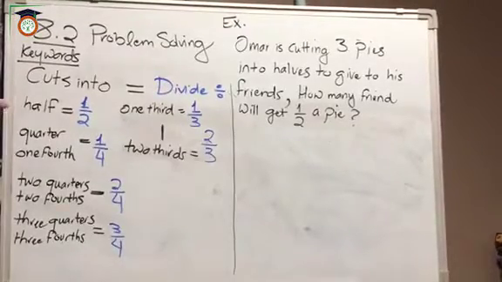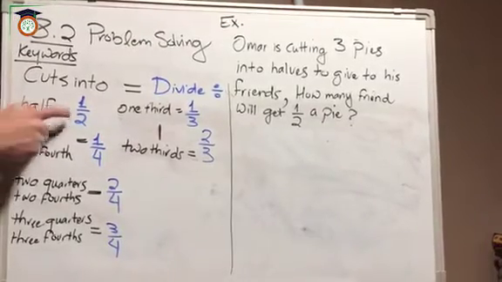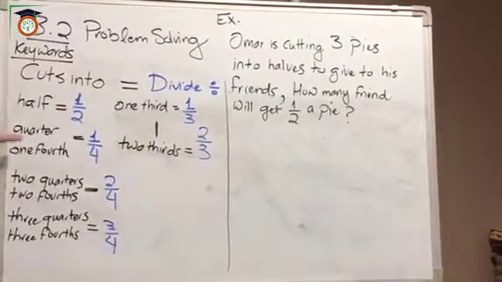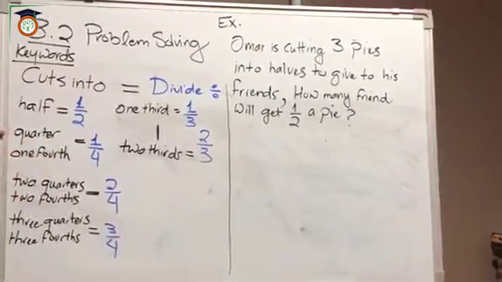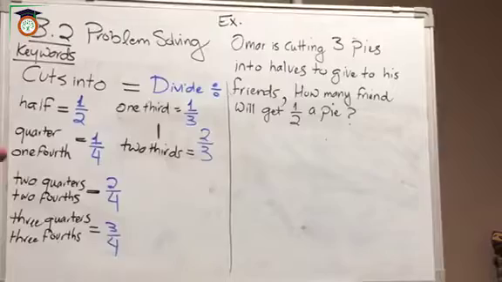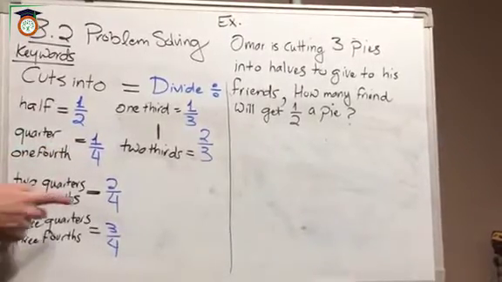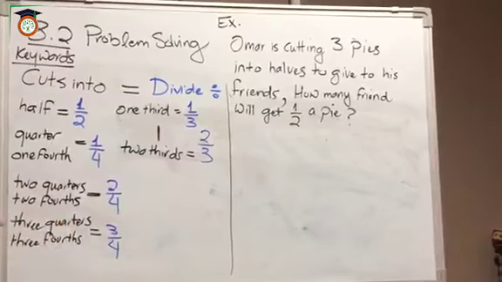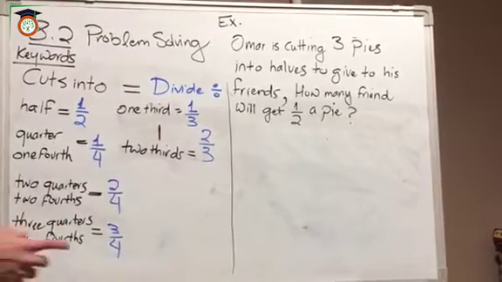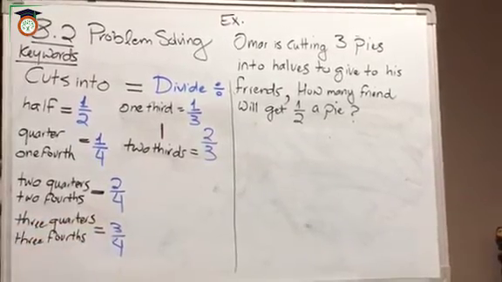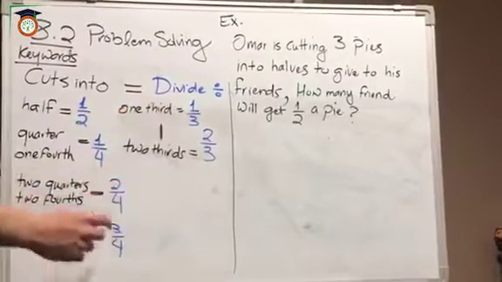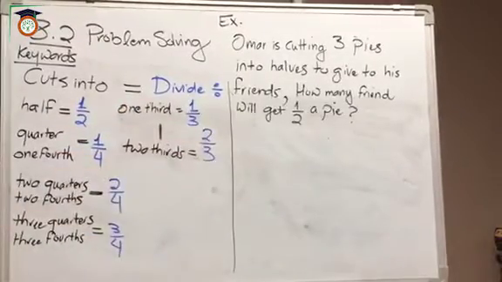Then we have the word half, which means 1/2, and quarter, which means 1/4. Actually, we can say 1/4 or a quarter. They both mean 1/4. 2/4 means 2/4. 3/4 or three quarters means 3/4. 1/3 is 1/3. 2/3 is 2/3.